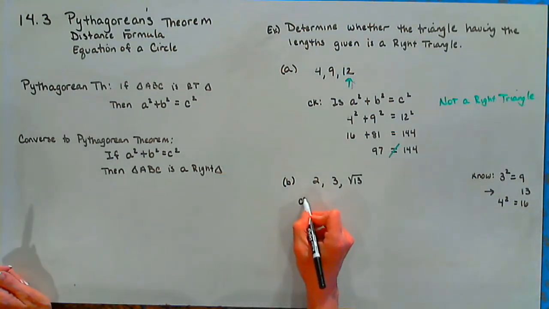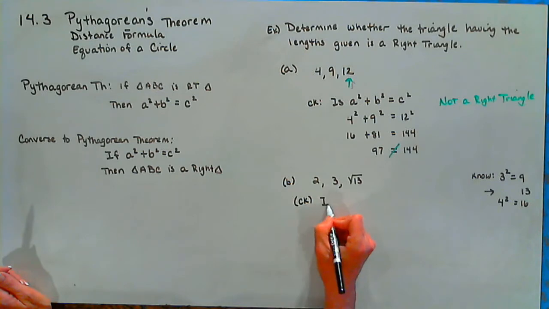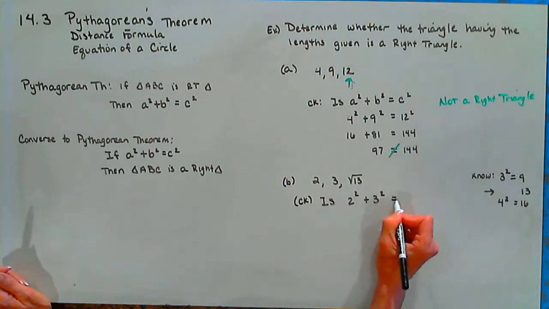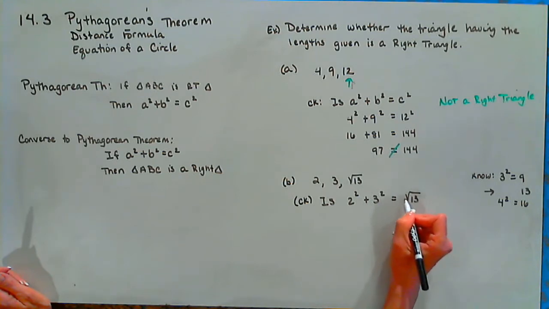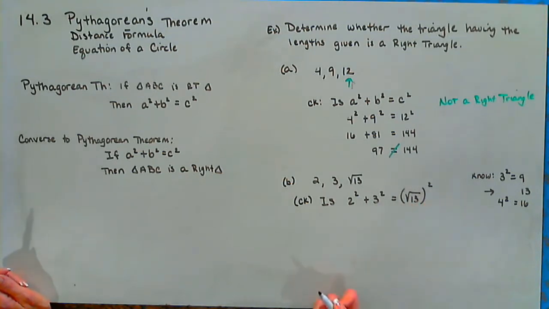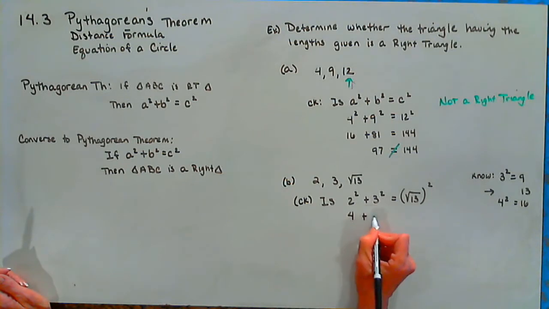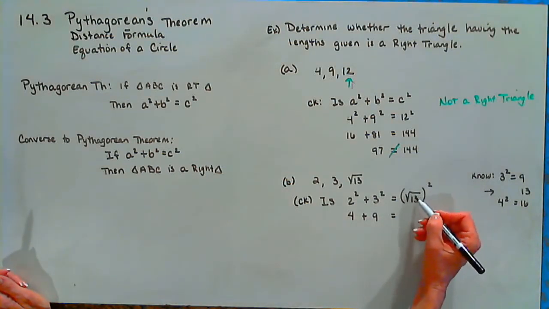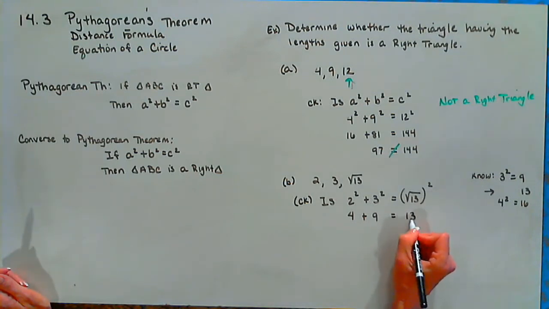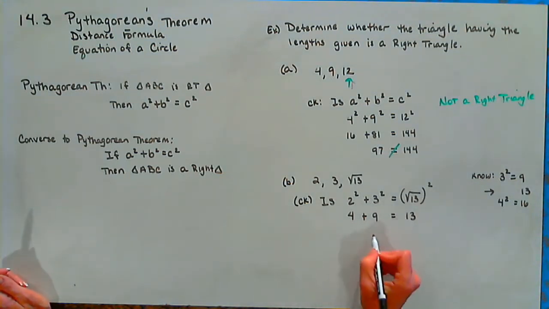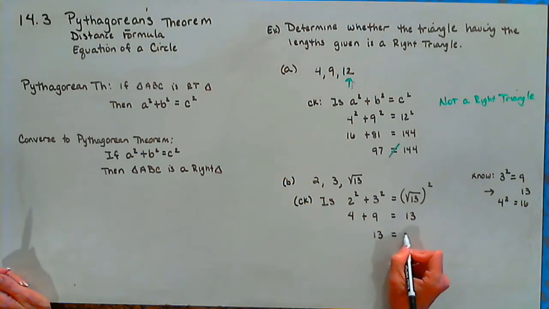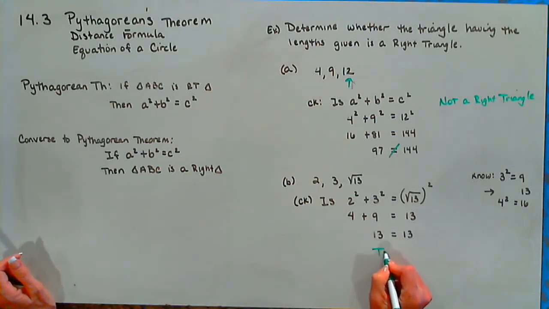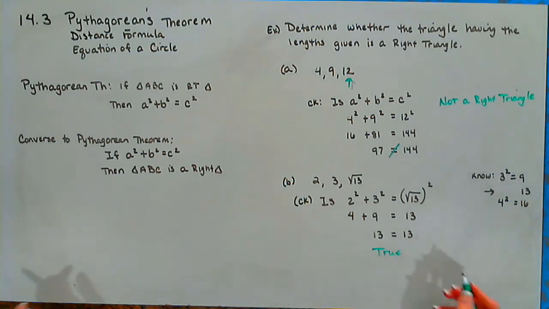And so we want to check. Is 2 squared plus 3 squared equal to the square root of 13 squared? Is 4 plus 9 equal to, well, if I square a square root, they undo each other. So we end up with 13 equals 13. Since this is a true statement, this is a right triangle.